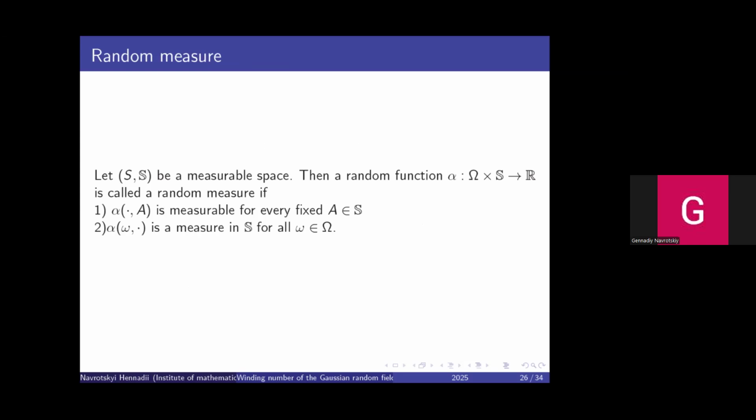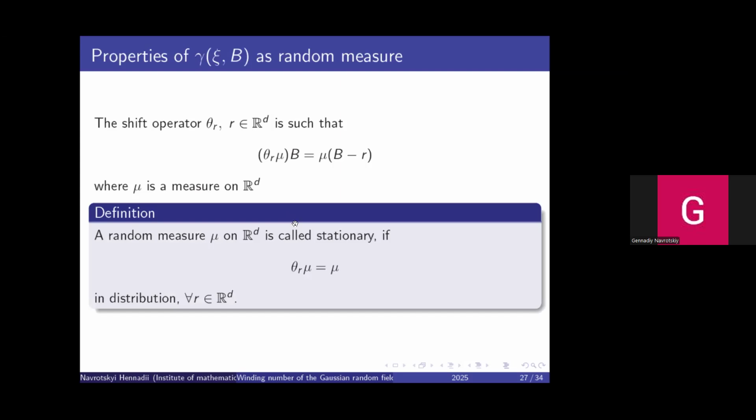Further, let us define what a random measure is. If we have some measurable space S with some sigma algebra on it, then a random function defined on some probability space omega is called a random measure if, first, for every fixed set A from S, alpha of A is measurable as a function of omega, and second, for any fixed omega, alpha is a measure on S, countably additive and equal to 0 on the empty set.